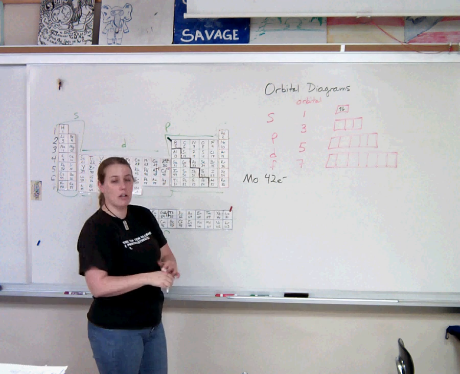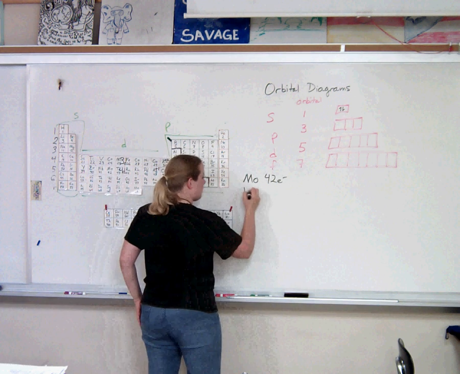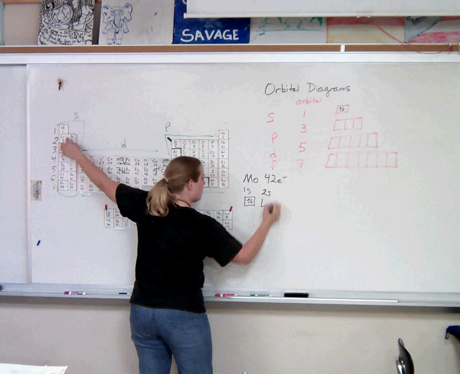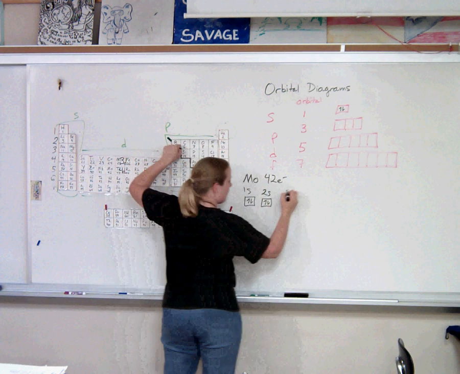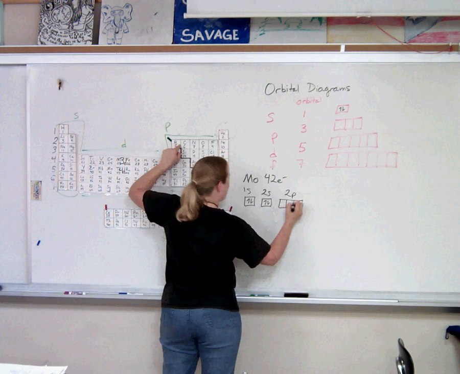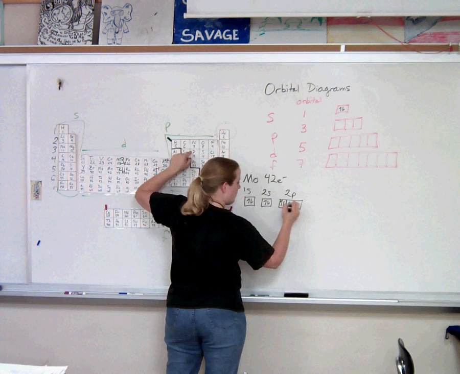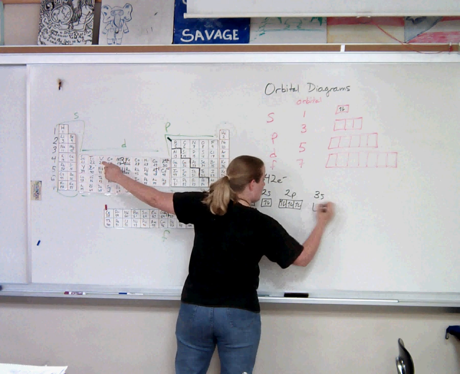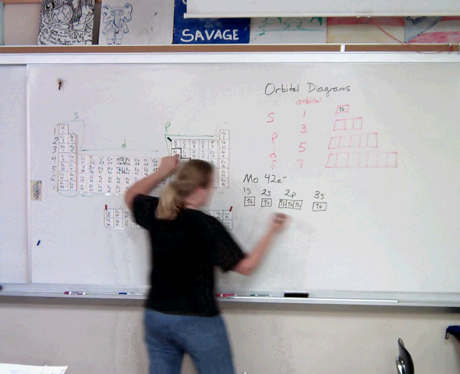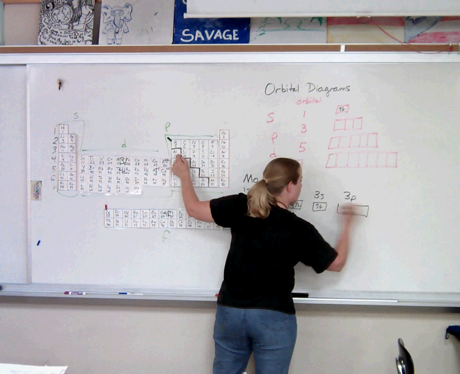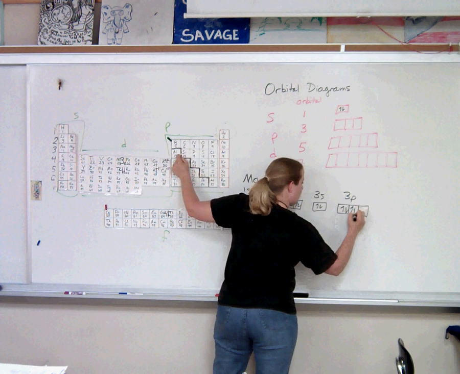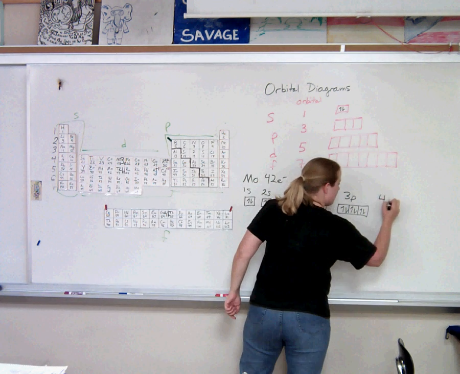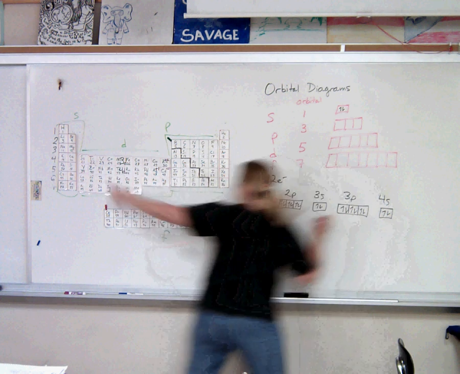Okay, we start in the same place we always start. 1s. 2 electrons. 2s. 2 electrons. 2p. 6 electrons from boron to neon. 1, 2, 3, 4, 5, 6. Now we're here. 3s. 2 electrons. 3p. 6 electrons. Now we finished argon. Now we're down to potassium. 4s. 2 electrons. Now we're into scandium.